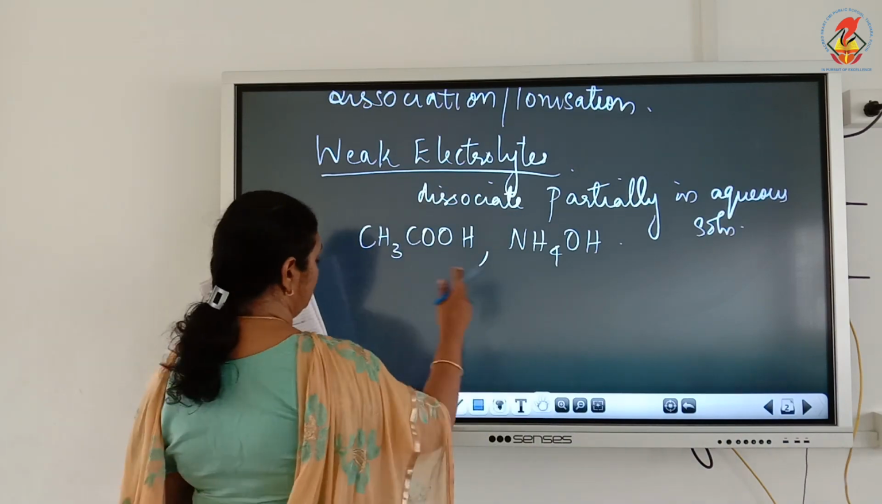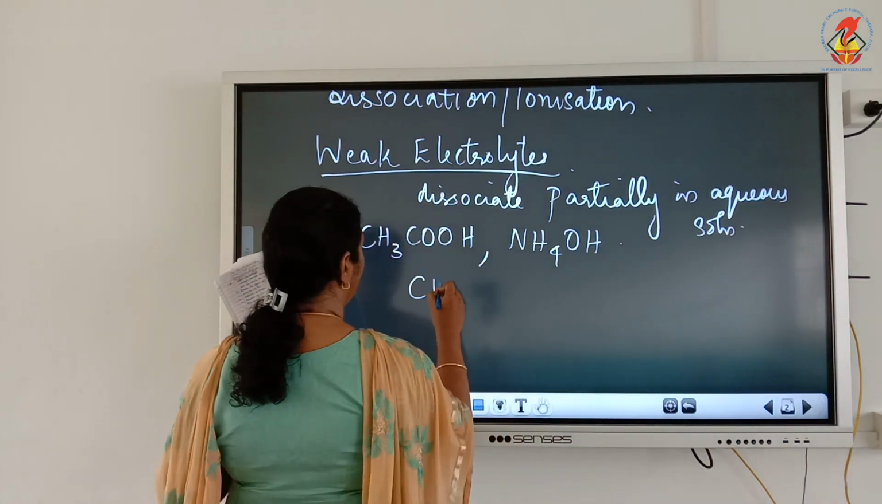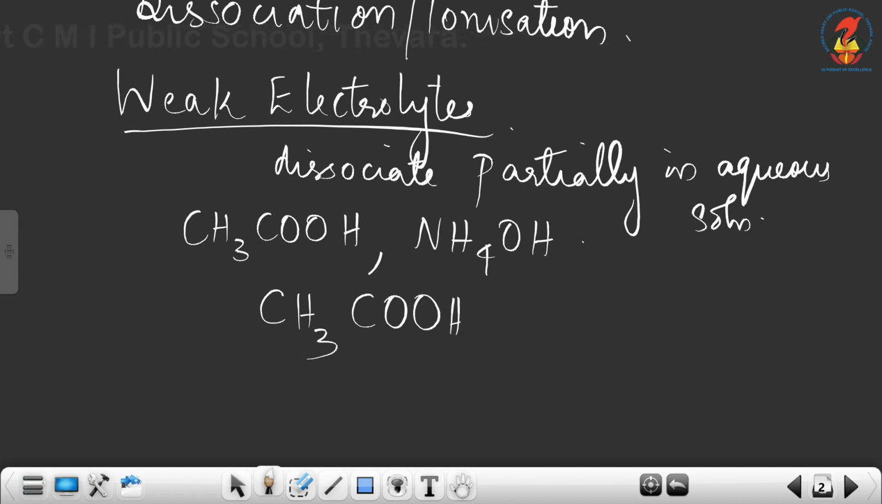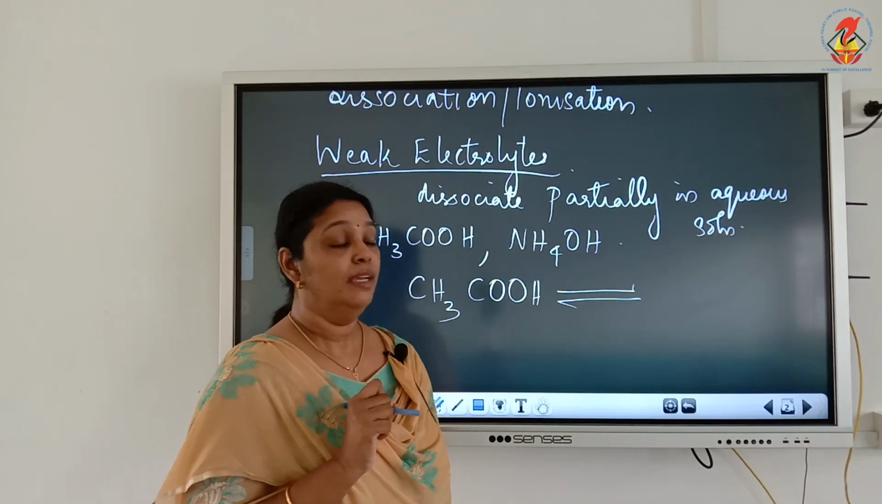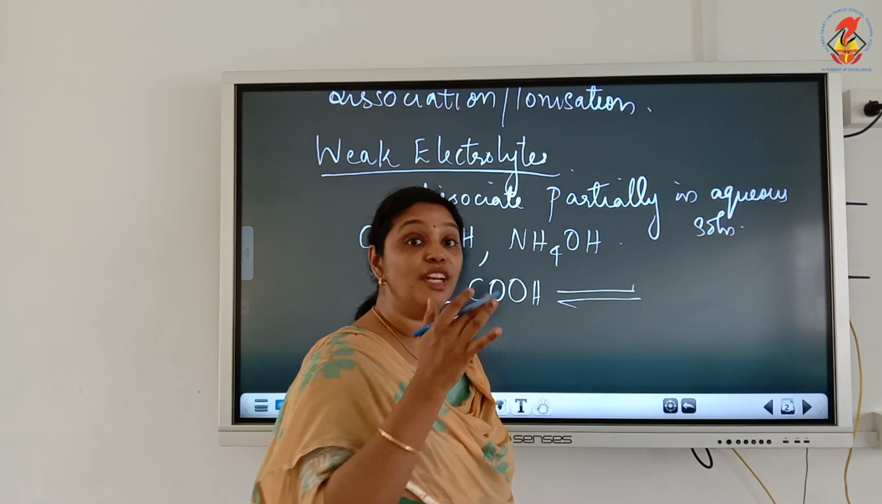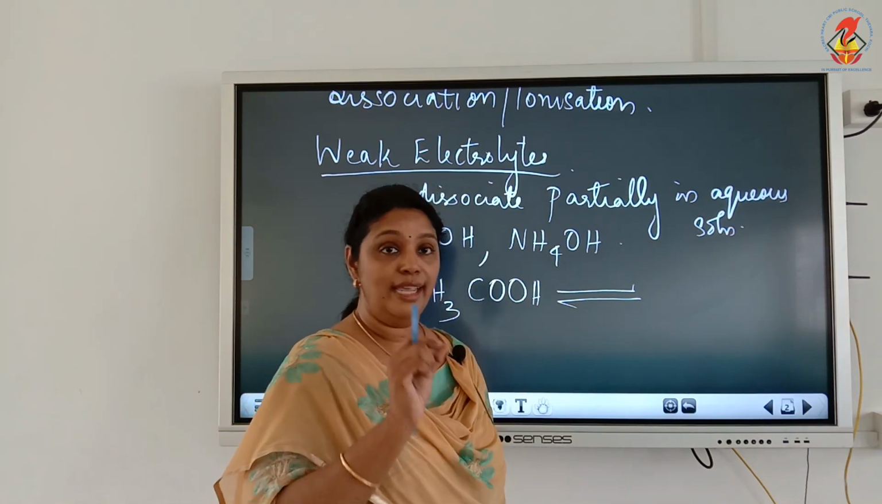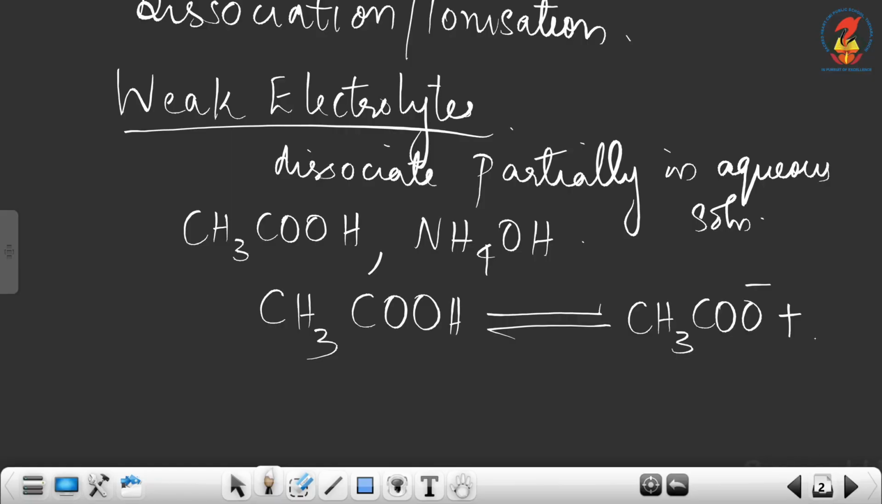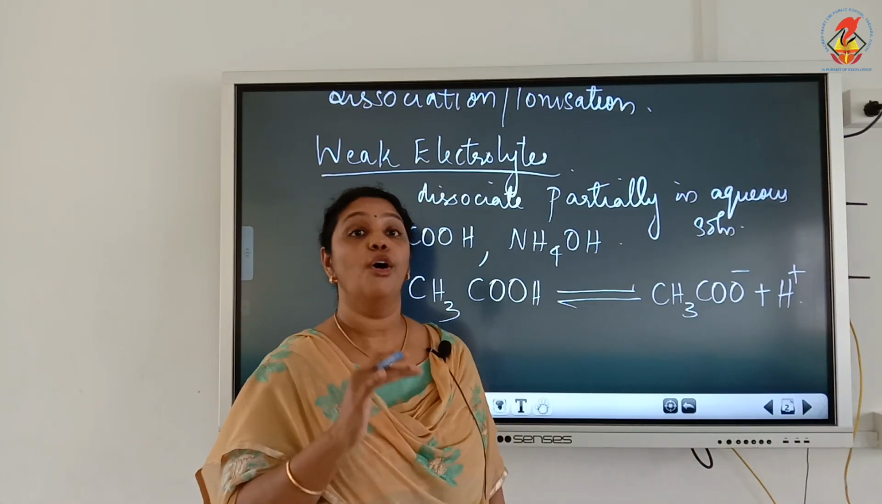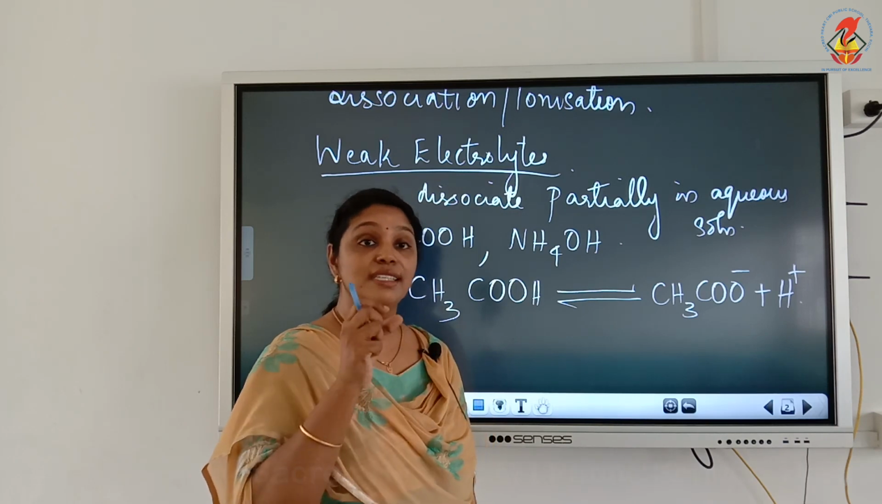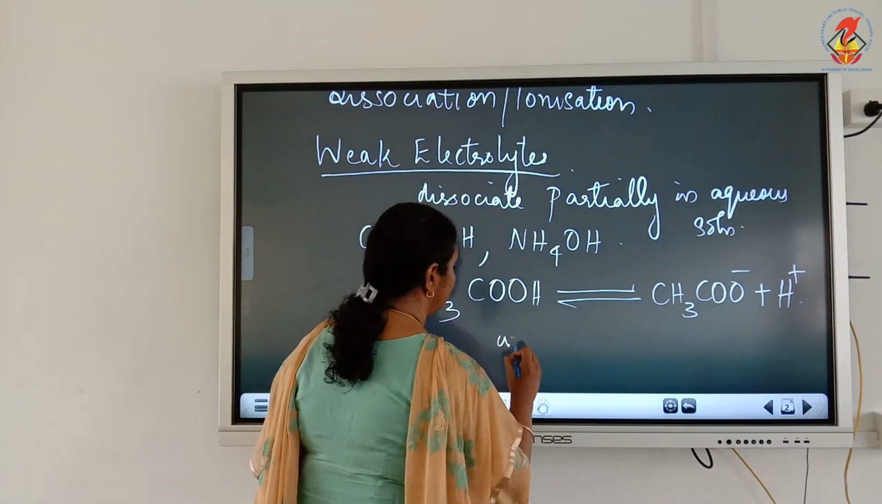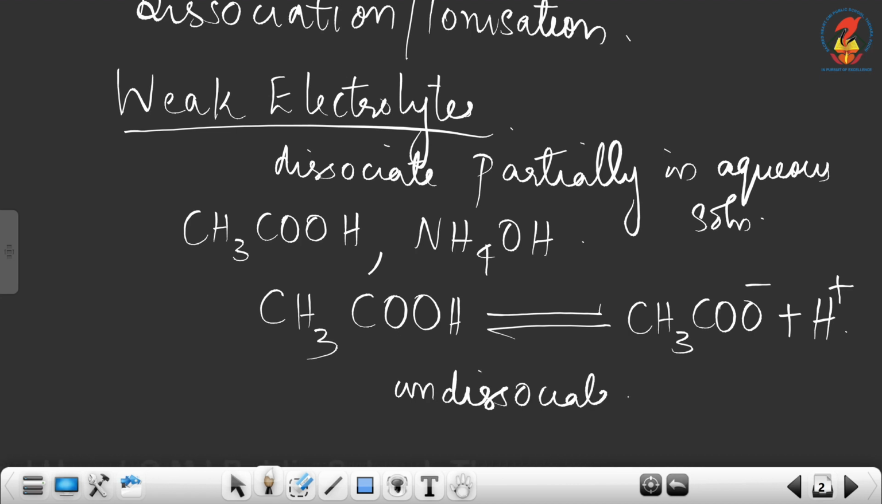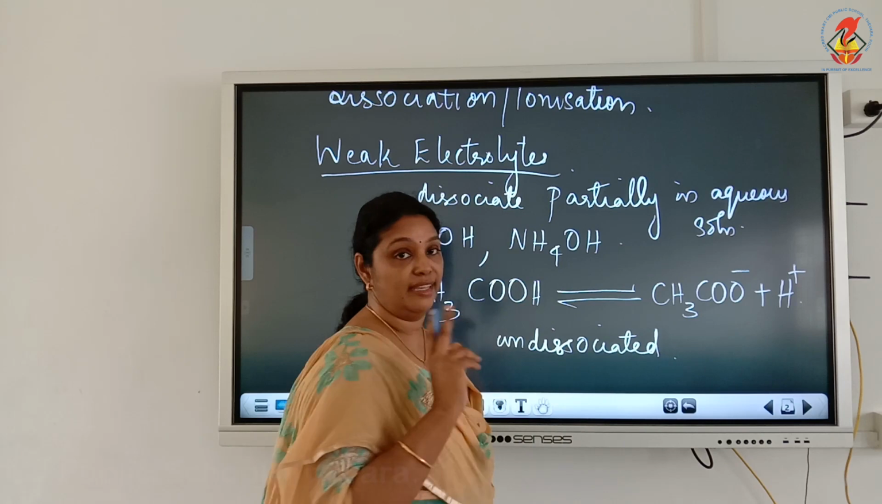Now let's see the dissociation of acetic acid. It's a weak electrolyte. So how can we write the dissociation? CH3COOH, and here it's a reversible reaction, or this reaction is at equilibrium. Acetic acid dissociates, and we know it's partially dissociated. CH3COOH dissociates into CH3COO- plus H+ ions. This is a partial dissociation or partial ionization, which means there are some undissociated acetic acid molecules present also.